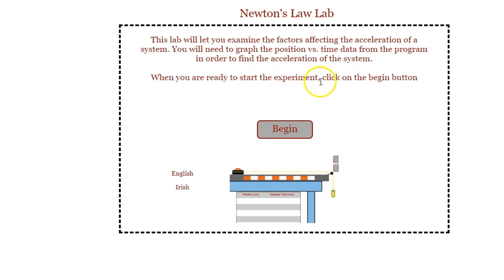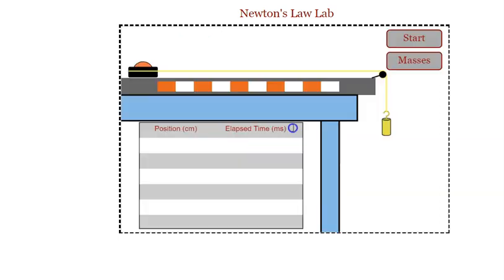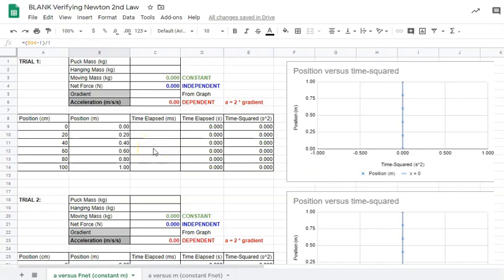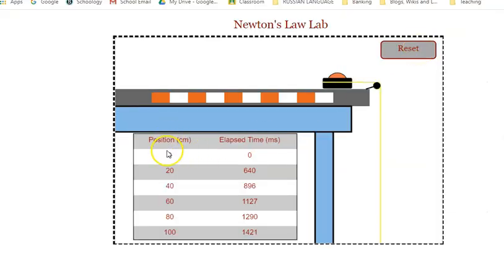We're going to use this simulation to verify Newton's second law, F equals ma. I've created a spreadsheet for you to record your data. When we run the lab, we get this data here, the position versus elapsed time. And we're going to use that data in the spreadsheet to create a position versus time squared graph, and I'll explain why we do that.